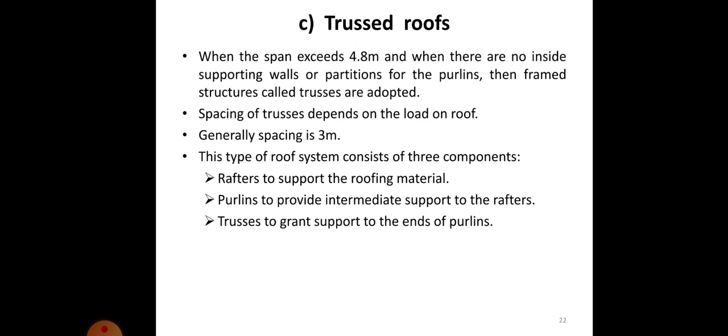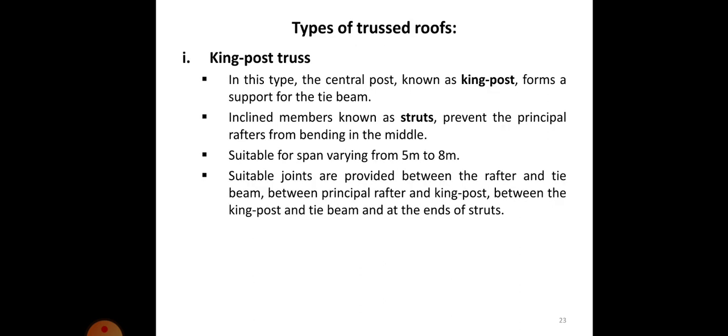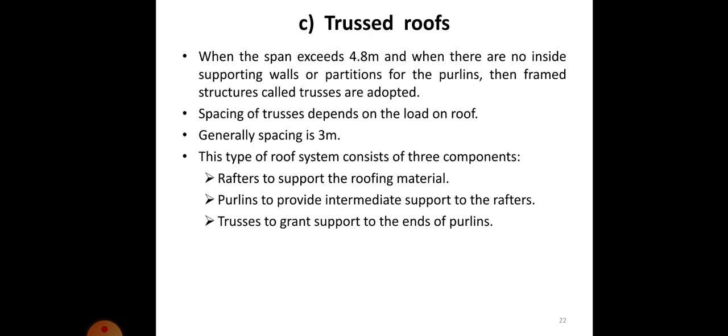And then the trussed roofs. When the span exceeds 4.8 meters and when there are no inside supporting walls or partitions for the purlins, then we use trusses. We call these trussed roofs because here we are using framed structures which we call trusses. These are spaced at definite intervals, and over this the roofing material will be placed. Again, the spacing of the trusses depends upon the load which is coming over the roof, and generally the spacing is about 3 meters.